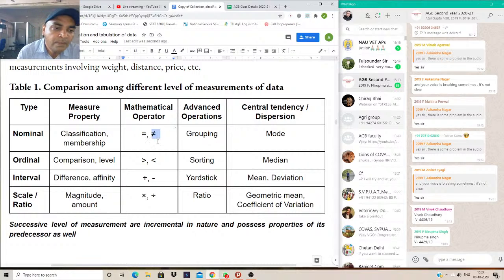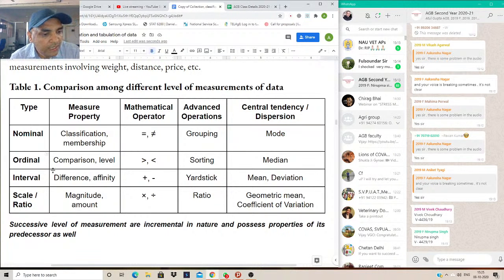That is, a member can either be equal or unequal. That is, two groups can be equal or unequal. This is the only mathematical operation you can do here. And for what is it used? It is used for grouping. And the type of statistical parameter we can apply on such data is mode.